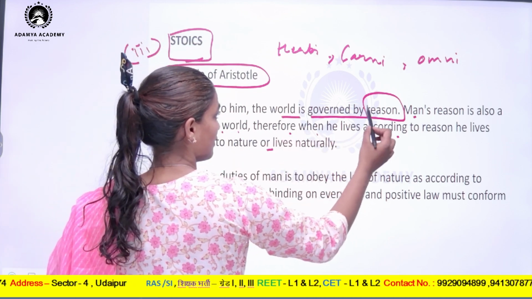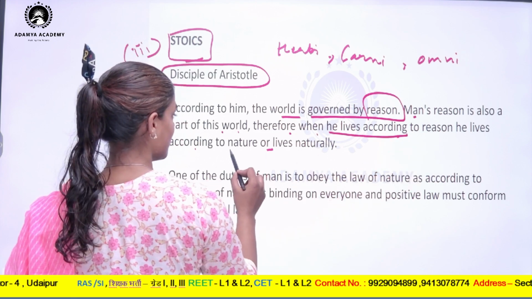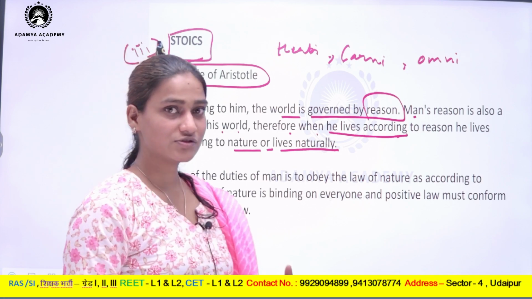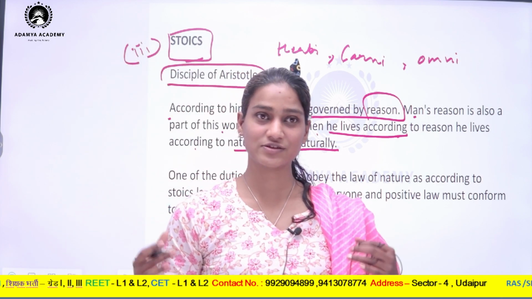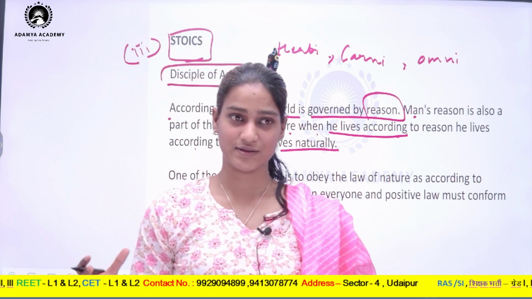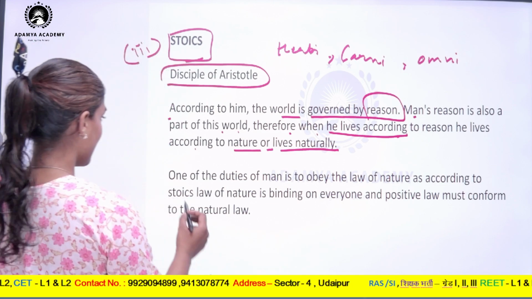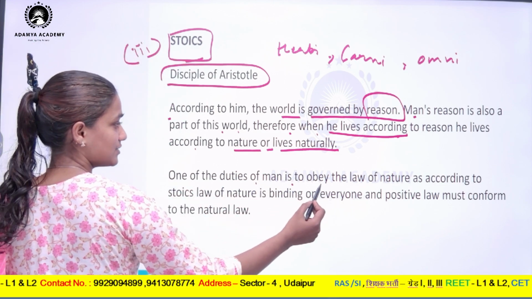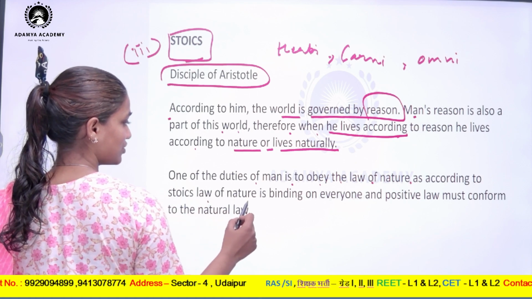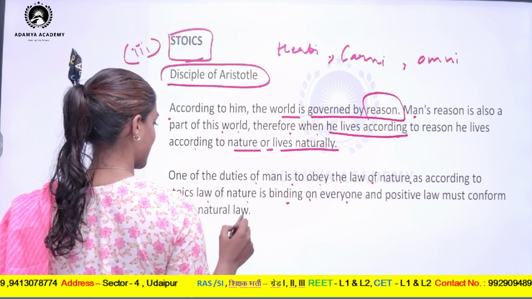So the world is governed by reason. He lives according to the reason, he lives according to nature or lives naturally. So in order for him to live naturally, there should be a balance between the components of earth as well as the components which sustain life. One of the duties of man is to obey the law of nature, as according to Stoics, law of nature is binding on everyone and positive law must conform to the natural law.